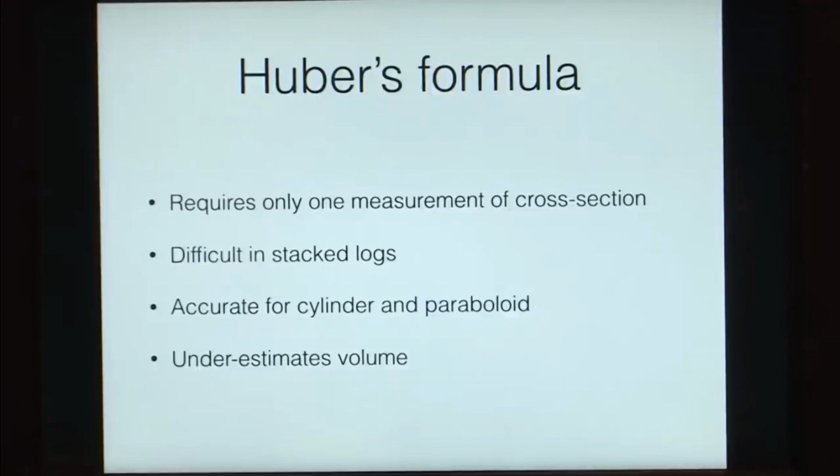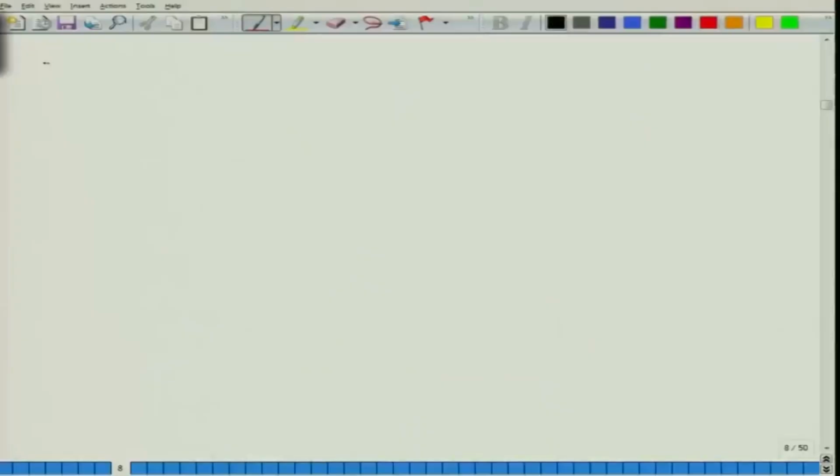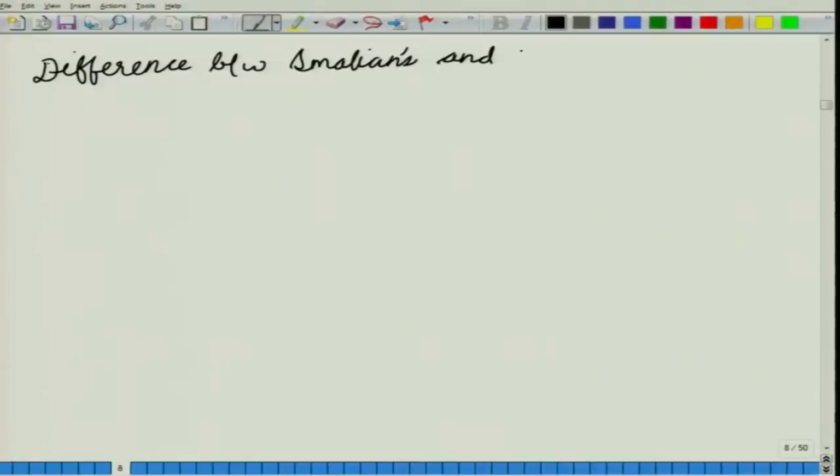the volume. So, now that we know that Newton's formula is the most accurate formula, what is the amount of overestimation or underestimation in the other two formulae? So, let us find out the difference between Smalian's and Newton's formulae.